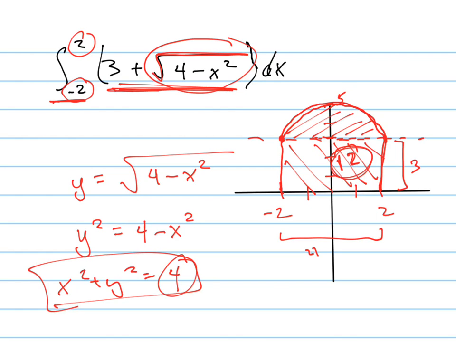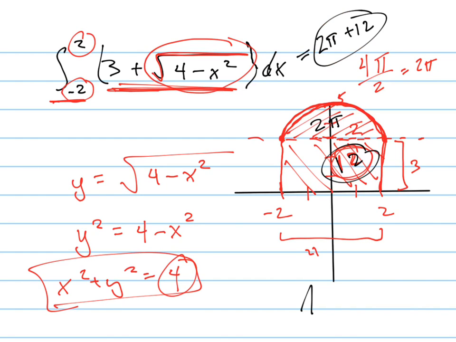And the area of a semicircle with radius 2. What's the area of a radius 2 semicircle? Pi r squared, so 4 pi divided by 2 because there's only half of it, so 2 pi. So the answer is 2 pi plus 12, exactly. So this is 2 pi here, this is 12 here. So your answer is 2 pi plus 12. That's your answer.